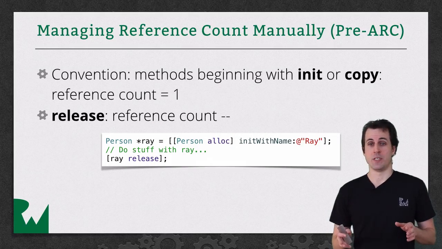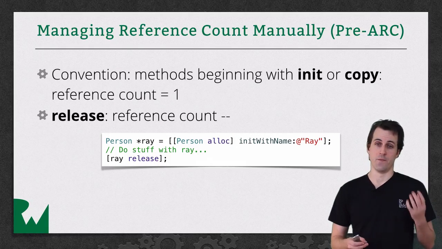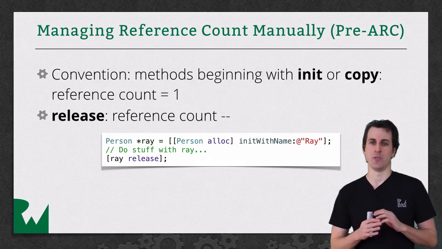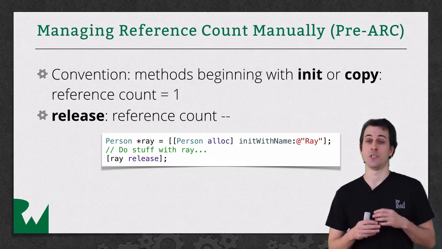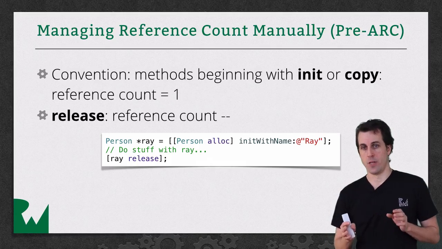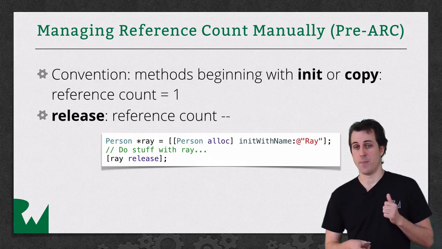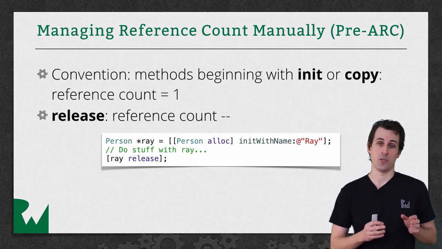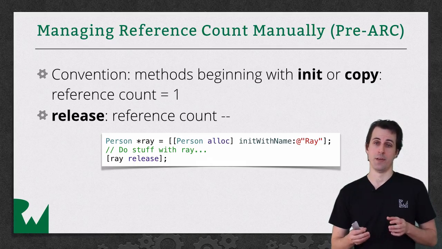Memory management in Objective-C works with a series of conventions and keywords. Keep in mind, everything I'm going to talk about for the rest of this video is when you're not using ARC, just so you can understand what ARC is doing better. Okay, so first of all, a big convention is whenever you call a method that begins with init or copy, you know that the object that's returned to you is going to have a reference count of 1.